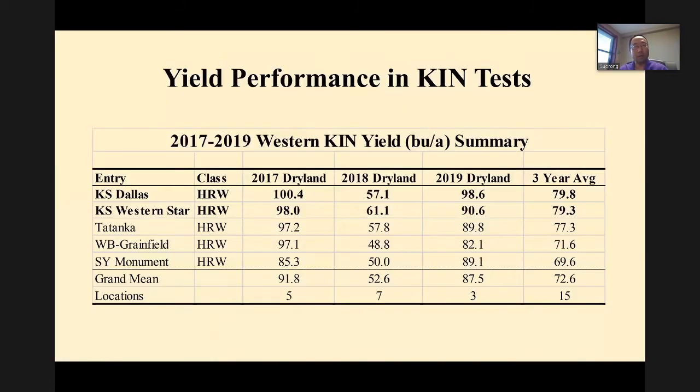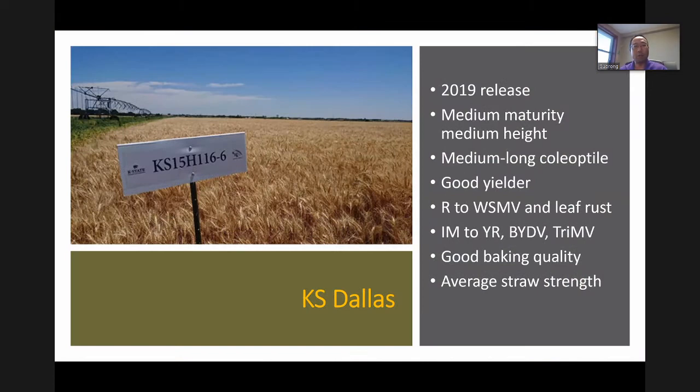Here is our internal data from the last 3 years, the elite test data. We can see in the 3-year average, this KS Dallas had about 2.5 bushels yield advantage over Tatanka, and about 7-8 bushels yield advantage over Greenfield. Last year was the first year for this variety in the Kansas performance test. It was the number 1 top yield in the northwest region locations, and if I average them together, it is the top yield. In the southwest region, it's not the top one, but it's in the top yielding group. So it's a very good yield.